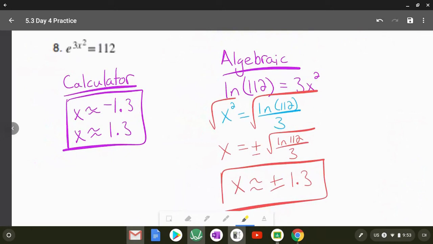So when we go through to solve it algebraically, first thing we want to do is convert it, and that's what we did here. Remember, the base of the log matches the base of the exponent. So we had natural log of 112 equals 3x squared, and then we divided by 3. So that had x squared equals natural log of 112 over 3. Square root, and then again, when you square root, it is plus or minus, because in this case, that minus is allowed because it doesn't make the inside of the log negative. And then when you type those in, you get approximately 1.3.